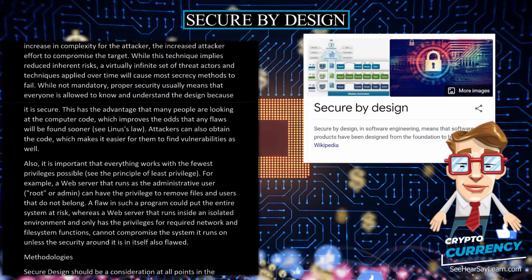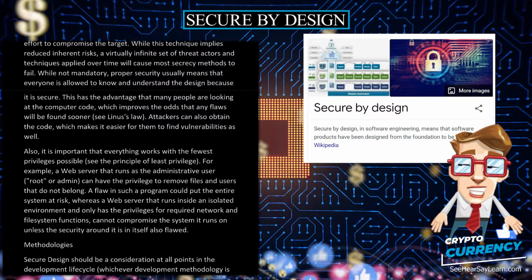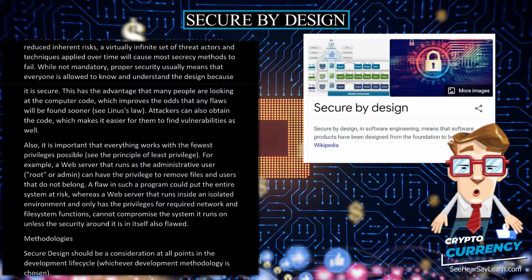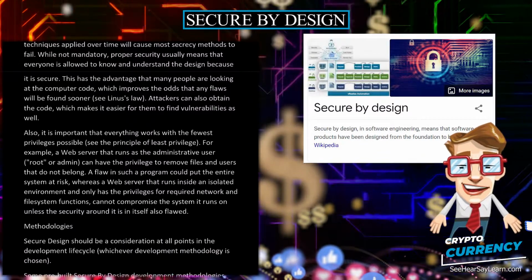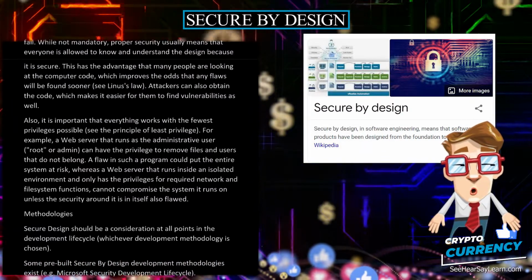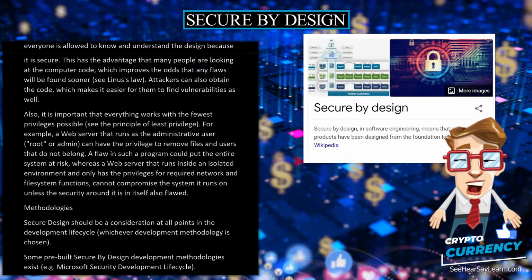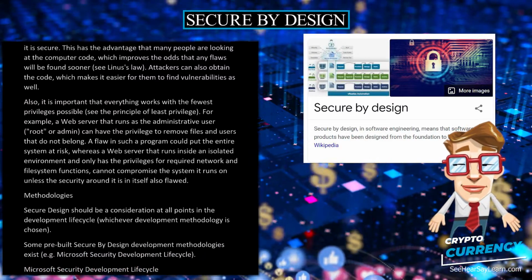While not mandatory, proper security usually means that everyone is allowed to know and understand the design because it is secure. This has the advantage that many people are looking at the computer code, which improves the odds that any flaws will be found sooner. See Linus's law. Attackers can also obtain the code, which makes it easier for them to find vulnerabilities as well.